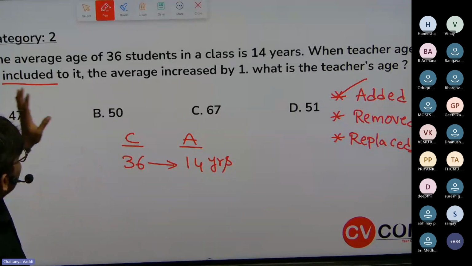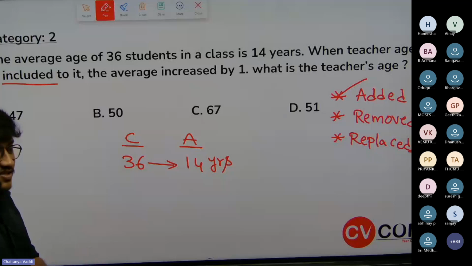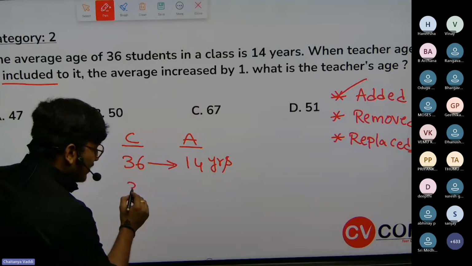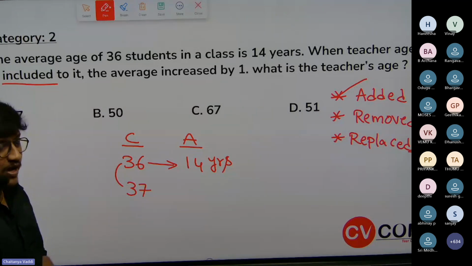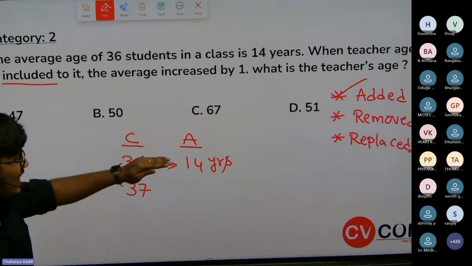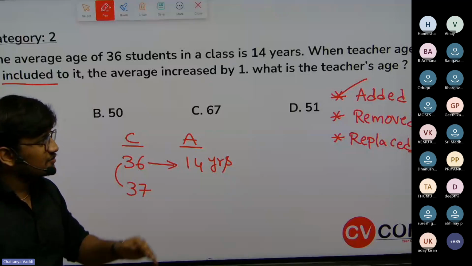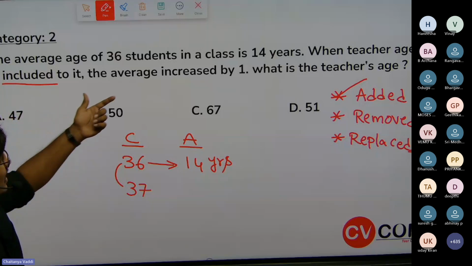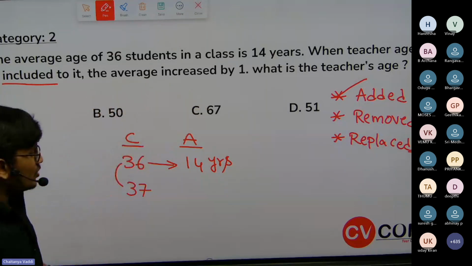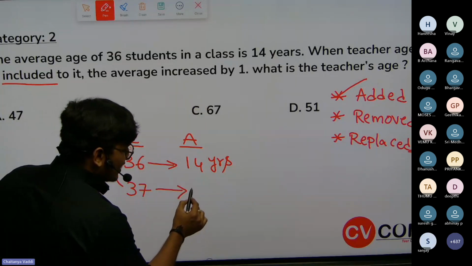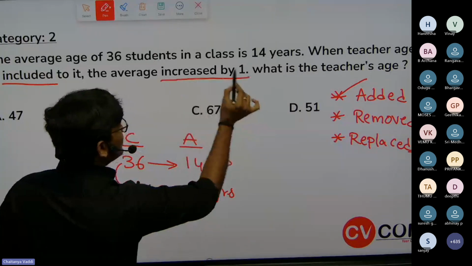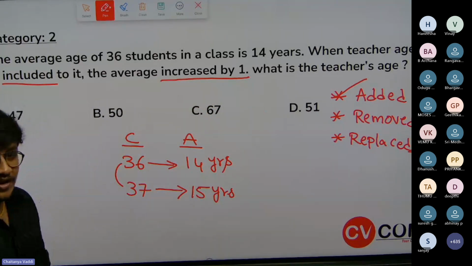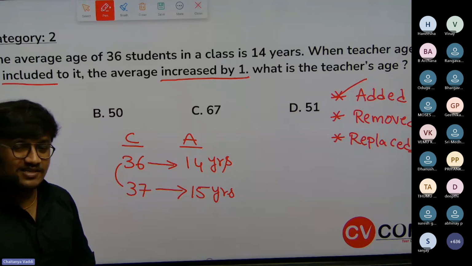So when the teacher's age is included, obviously the count will become 37, correct? Because the count is getting increased. Initially the student count is 36 and the average is given as 14 years. When the teacher's age is included, the average is increased by 1. So initially the average is 14, now the average is 15 years, because it was mentioned that the average is increased by 1, and they're asking us to find the teacher's age.